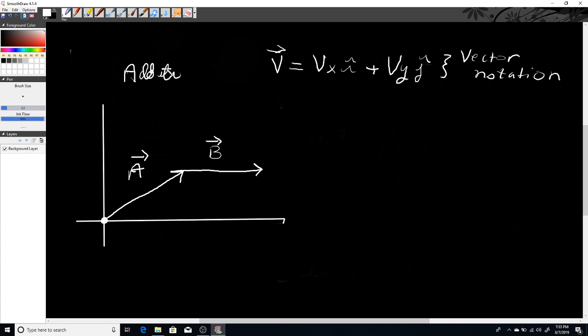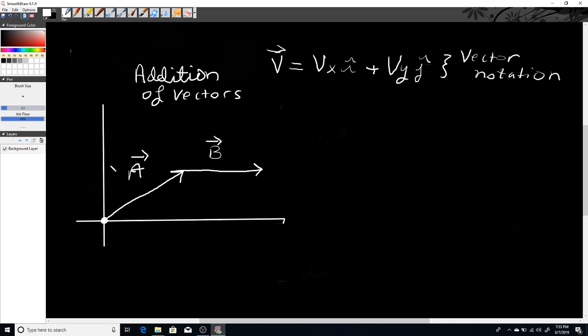Addition of vectors. Let me just write that out a little bit better. Write out the word addition more legibly. Addition. The addition of these vectors.